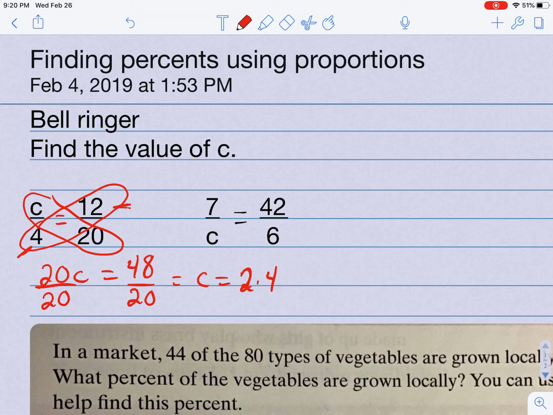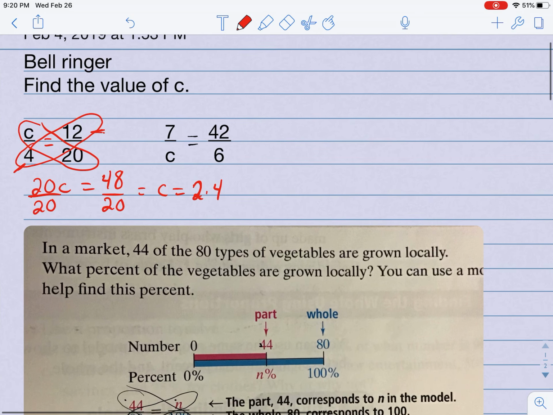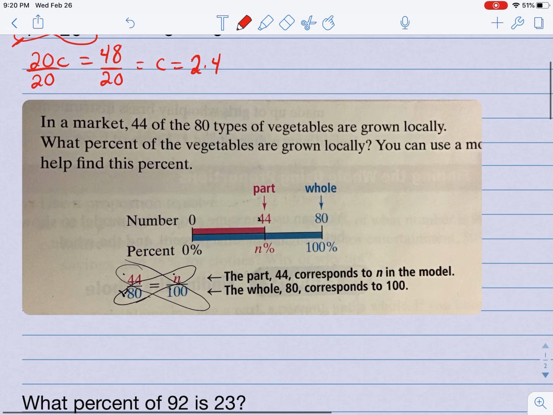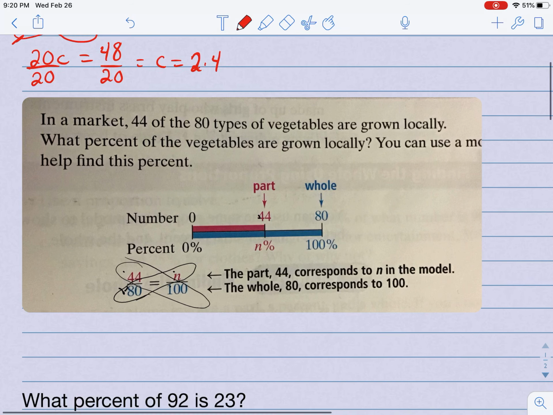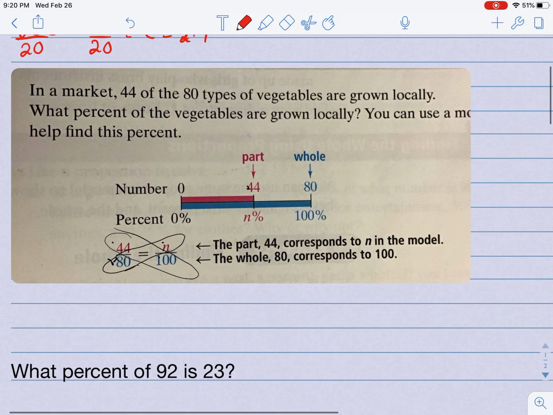So we can use this when dealing with percents, because the percent ratio, the portion over the number, is going to give us our percent. And that's going to be equal to our percent over 100. So remember, percents are always over 100 or out of 100. So it looks like this.